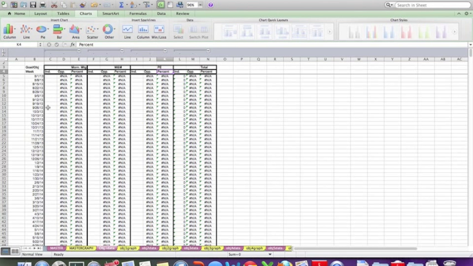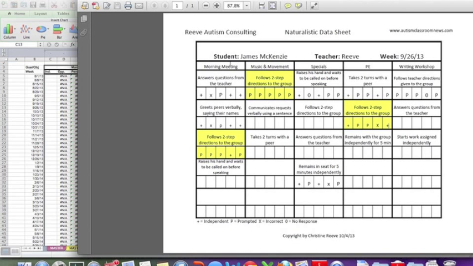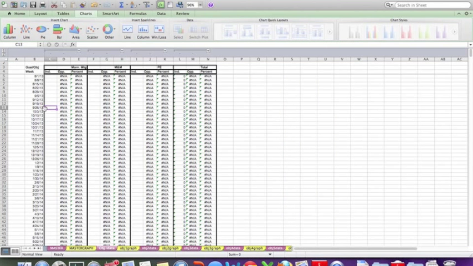In 9/26, on the first day in morning meeting, there was 1 independent response out of 5 opportunities. And as I said in the blog post with this data sheet, 5 is just an easy number. You could have more, you could have less opportunities depending on your needs. But for ease of this, I'm going to use 5 opportunities. So there's 1 out of 5 on 9/26. So there's 1 independent response. There are 5 opportunities. And it calculates automatically the percentage.